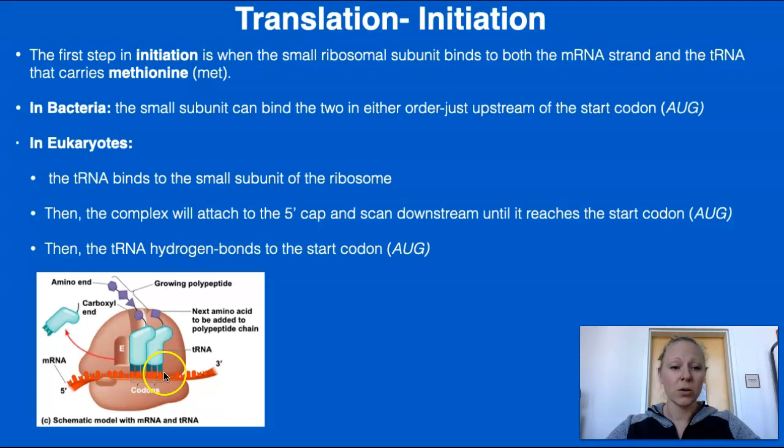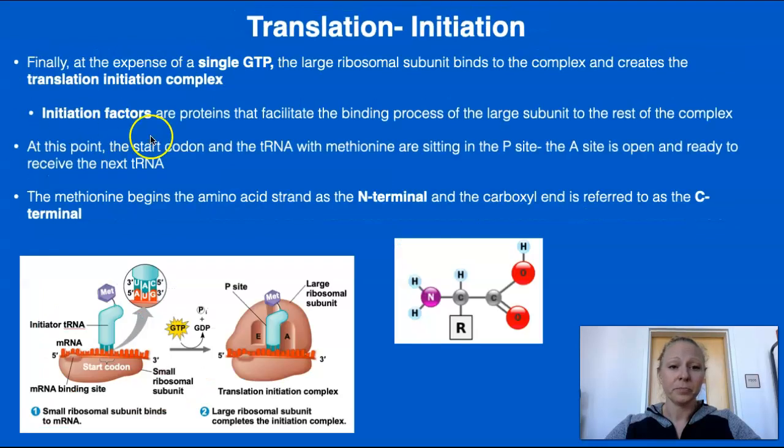So here it's going to scan downstream until it reaches that start codon, AUG. When it reaches that start codon, the tRNA is going to bond to the start codon, or so that tRNA is going to attach, hydrogen bond to that site. So that's the difference between bacteria and eukaryotes.